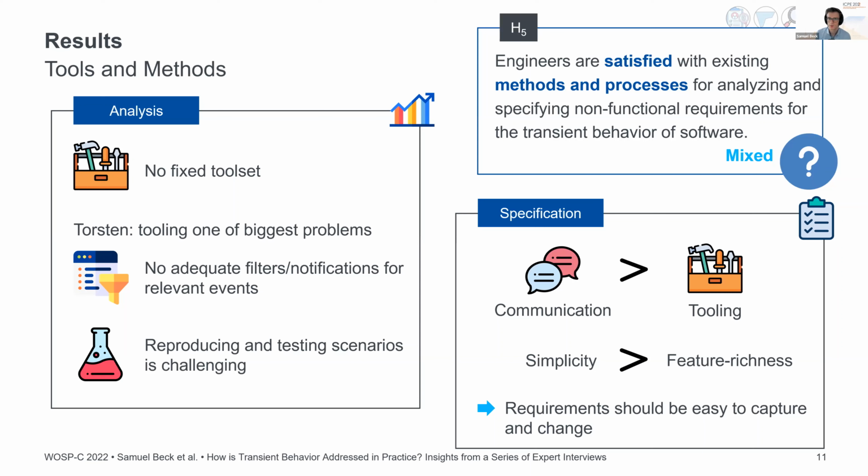So our fifth hypothesis, that engineers are satisfied with currently existing methods and processes for these tasks, is kind of mixed, because some of them, like Uwe, were quite satisfied with the tools they have at their disposal right now. And some others, like Thorsten, for example, think that there's still a lot of improvement needed on that front.